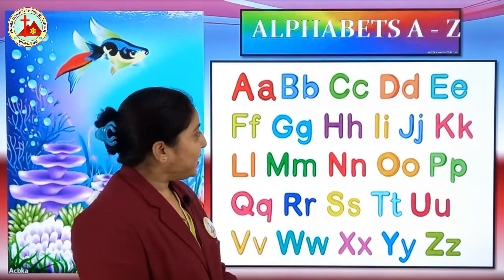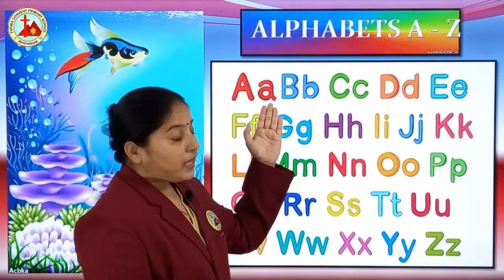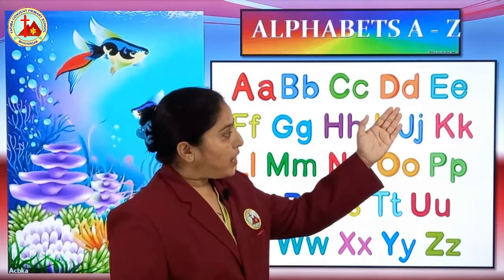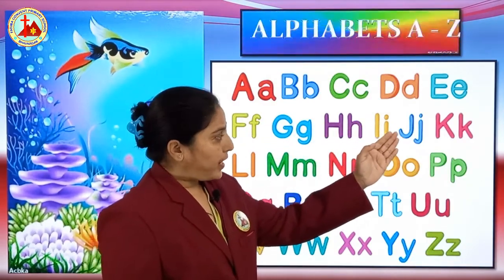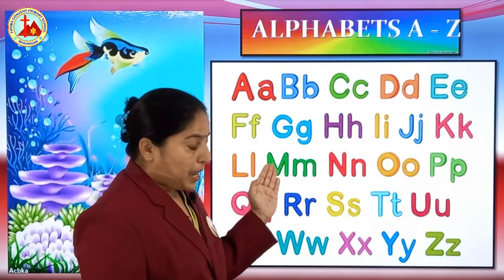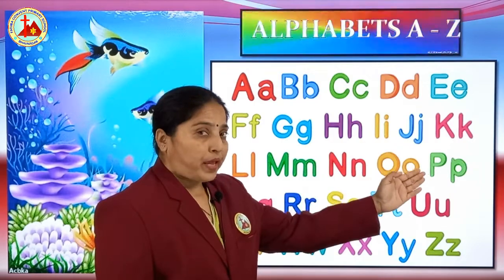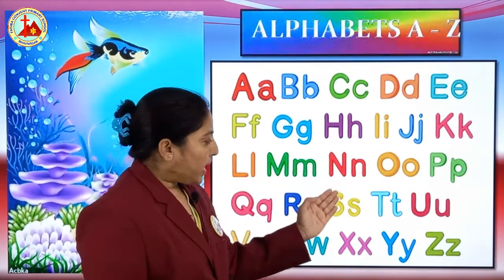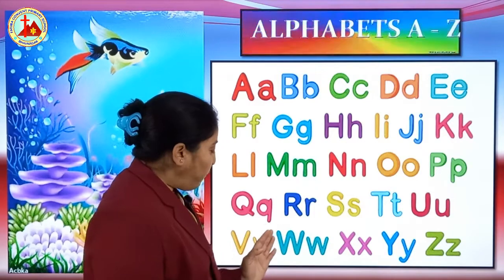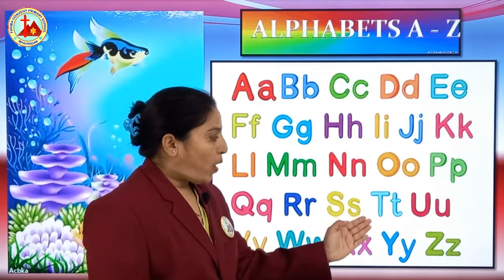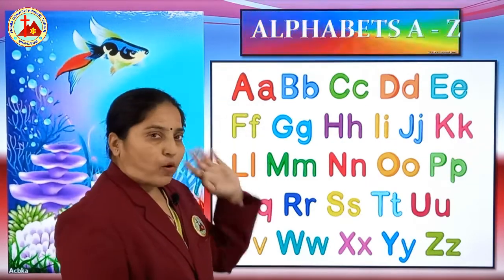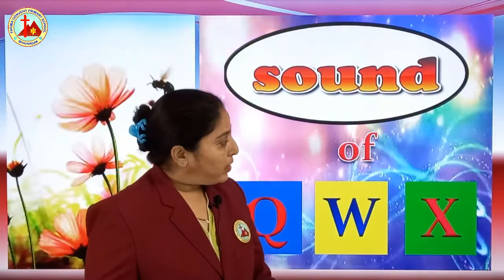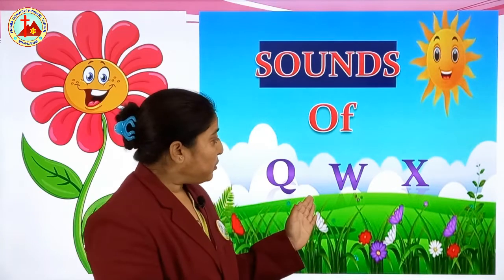Okay, so get ready. A, B, C, D, E, F, G, H, I, J, K, L, M, N, O, P, Q, R, S, T, U, V, W, X, Y and Z. Okay, so these are the alphabets, capital and small alphabets. Now let's see which sounds we are going to learn. So today we will learn the sounds of Q, W and X.